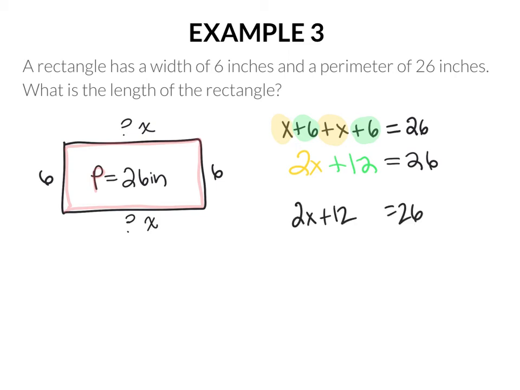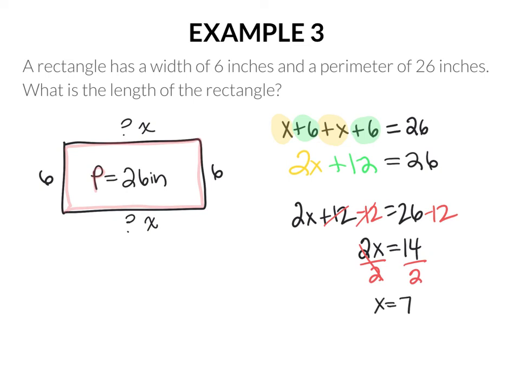My first step is going to be to subtract 12 on both sides. Once I do that, I'm left with 2x equaling 14. I then isolate my variable by dividing by 2 on both sides, giving me an answer of x equals 7.